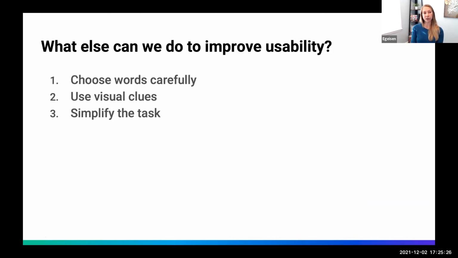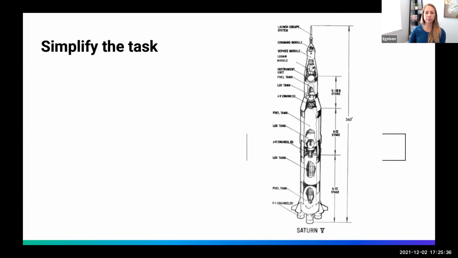So another strategy that we can take is to simplify the task for the respondent. Let me give you an example. Let's say that I showed you this diagram and I told you to build a rocket. And I observe you, and then I am shocked to find out that you cannot build this rocket. So what should I do to make this easier for you?